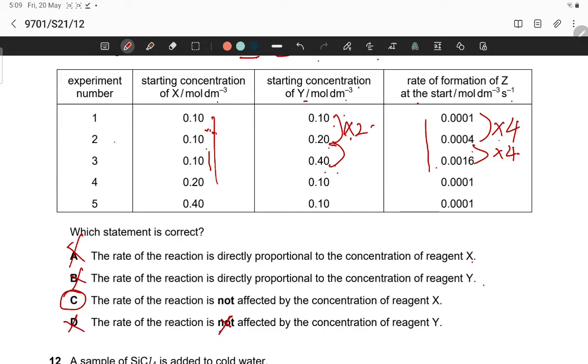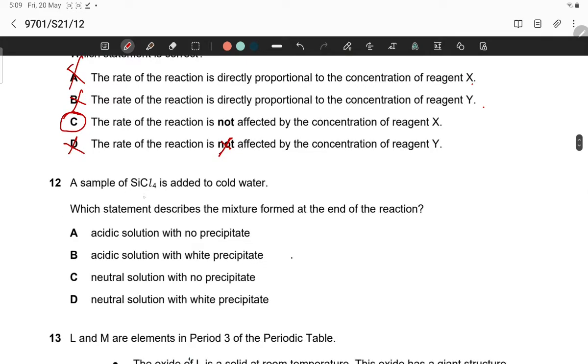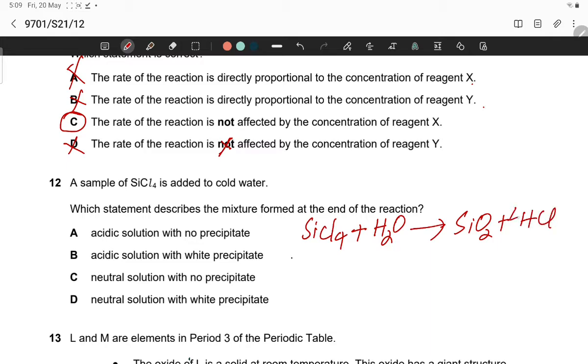A sample of silicon chloride, SiCl4, is added to cold water. When added to cold water, H2O, it forms SiO2, silica, plus HCl. So this is the chemical reaction. Which statement describes the mixture formed at the end of the reaction?